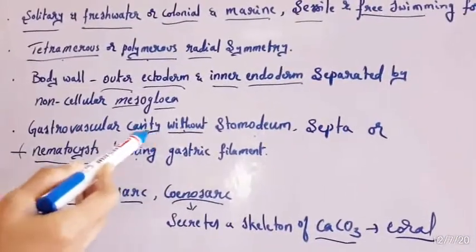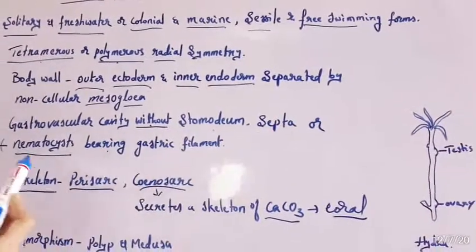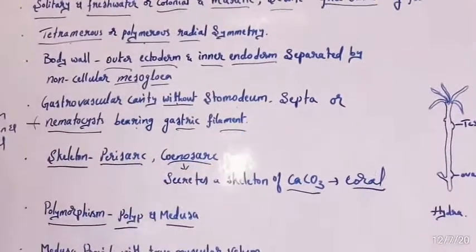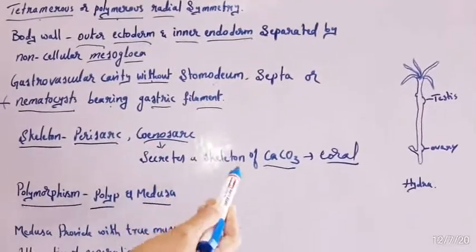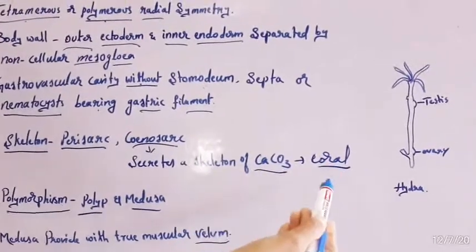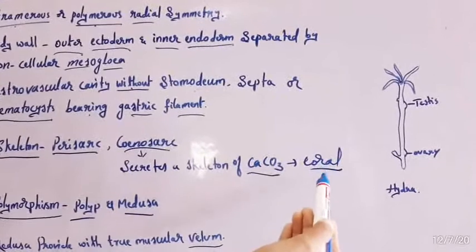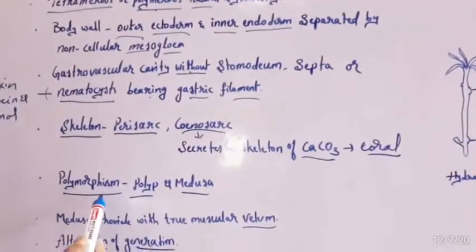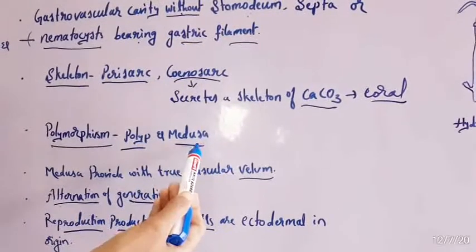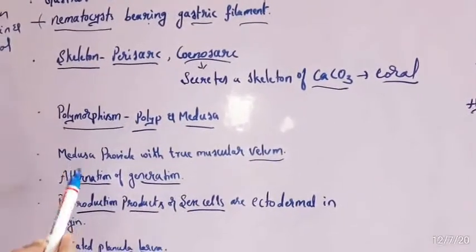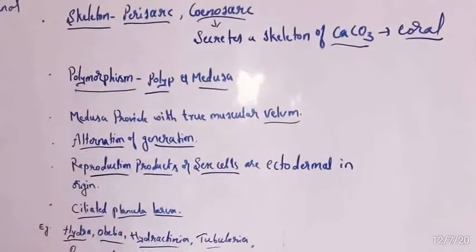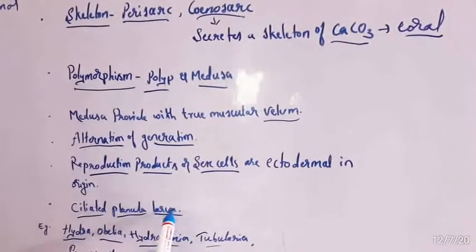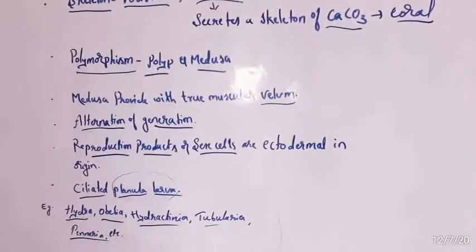So the gastrovascular cavity is without stomodeum, with nematocyst-bearing gastric filaments. The skeleton is perisarc, coenosarc. Coenosarc secretes a skeleton of calcium carbonate, which forms a massive stony structure that is called coral. Then they exhibit polymorphism. So here polyp and medusa are two types of zooids. The medusa is provided with a true muscular velum, and they exhibit alternation of generation and formation of planula larva. Okay, so this is about the class Hydrozoa.